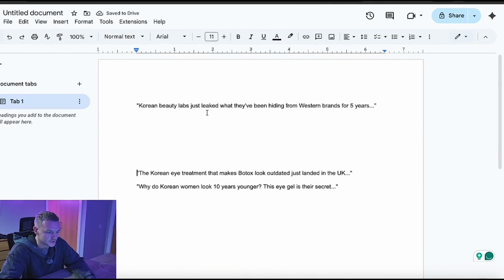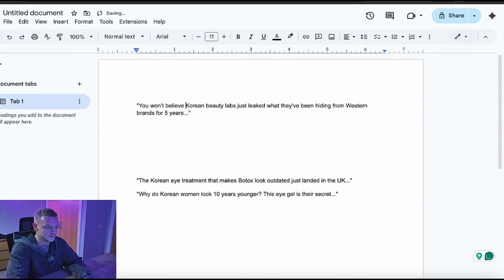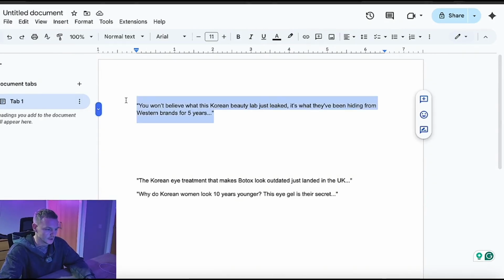Korean beauty labs just leaked. Right, so right away I'm thinking, you won't believe what this Korean beauty lab just leaked. It's what they've been hiding from Western brands for 5 years. So we've automatically just made that better. That's so much better. You won't believe what this Korean beauty lab just leaked. It's what they've been hiding from Western brands for years. That's quite good. How else can we make this better?